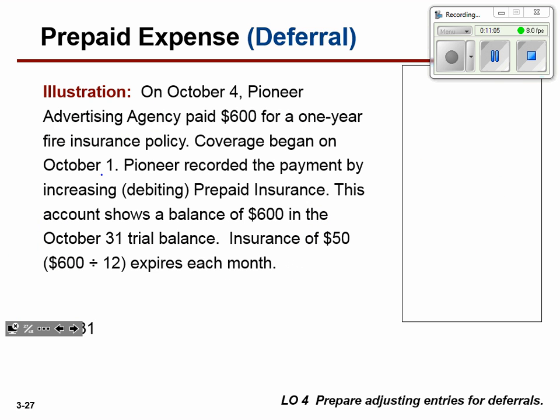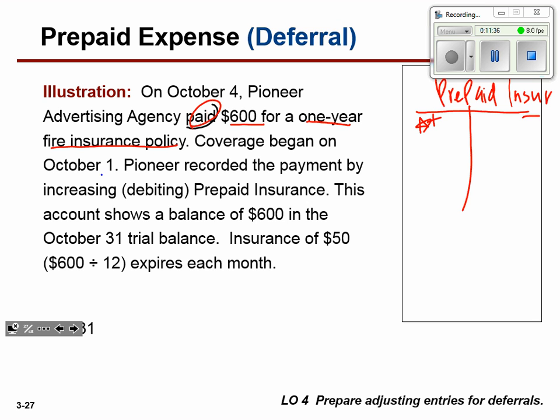Let's do another one. Pioneer Advertising Agency paid $600 for a 1-year fire insurance policy. What's the account actually technically called? It's an asset. Prepaid insurance. That's an asset.